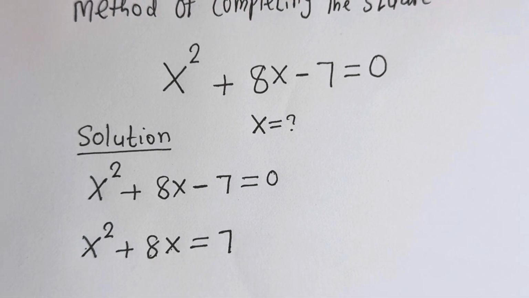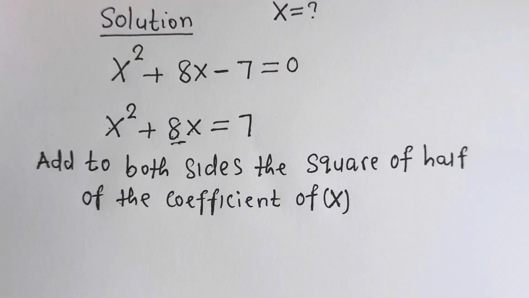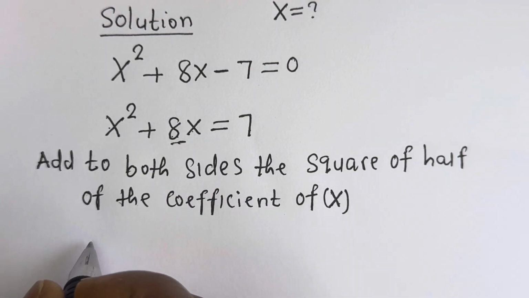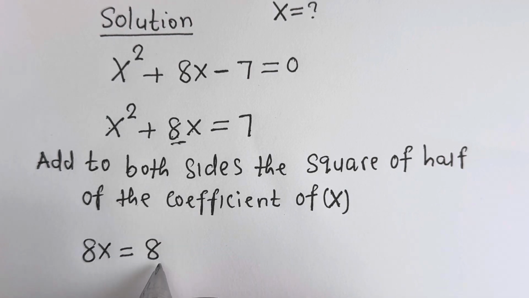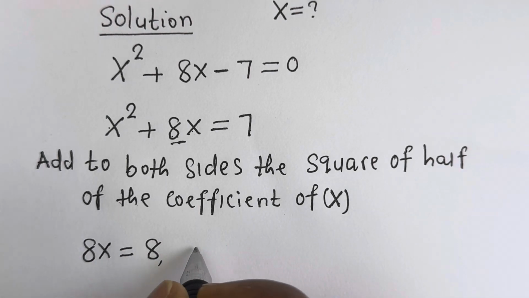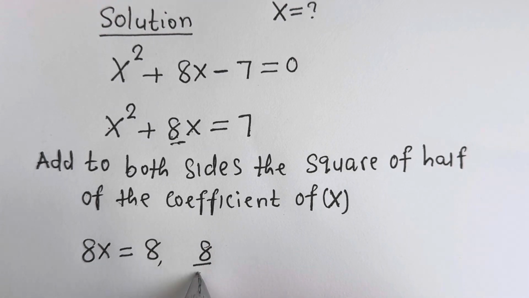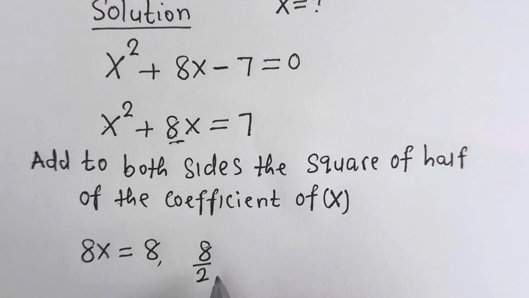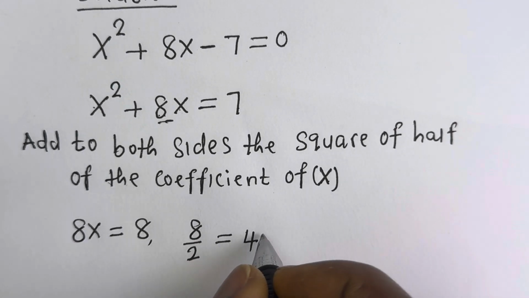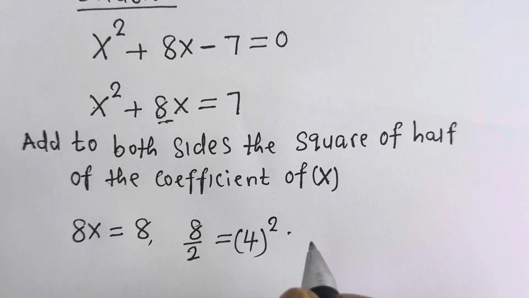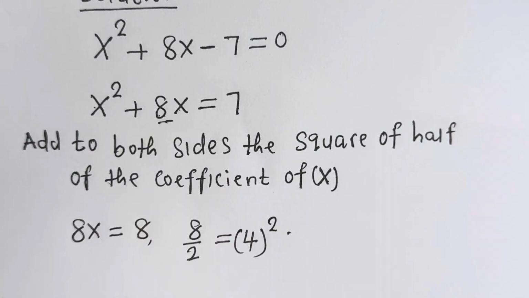We need to add to both sides of this equation the square of half of the coefficient of x here. That is, we have the coefficient of x, 8x, this is 8, then the half is 8 divided by 2, and this is equal to 4. Now, we need to take the square. Let's add this to both sides of this equation.